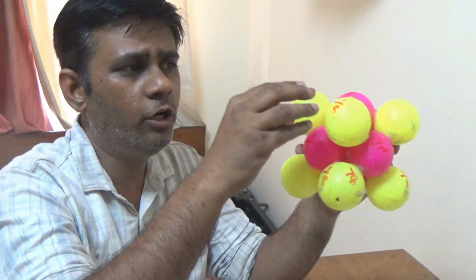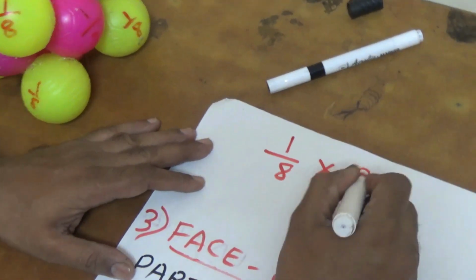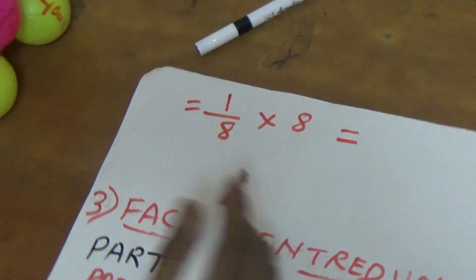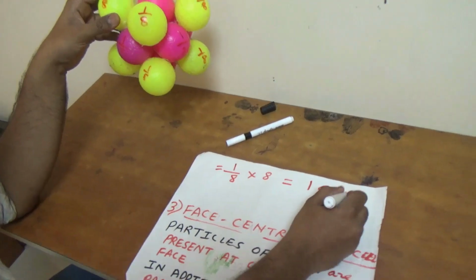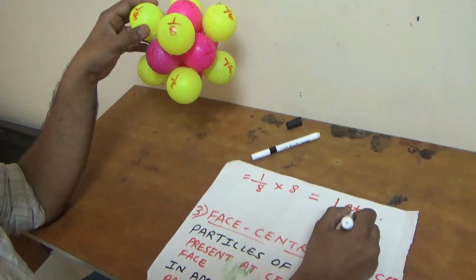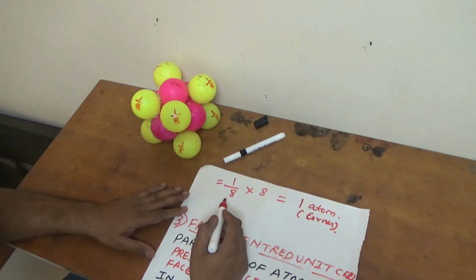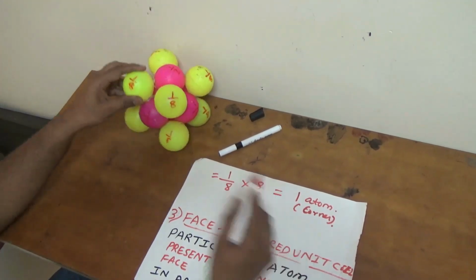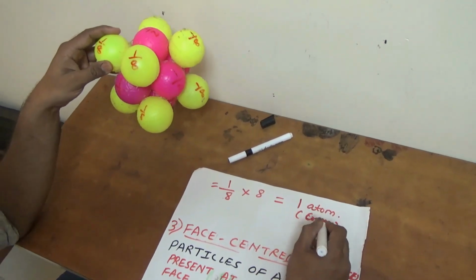As we know, each corner atom contributes 1/8. Here I have written it, see, 1/8. So there are 8 corners. So 1/8 into 8 is equal to 1 atom, which is contributed by the corners. So the number of atoms contributed by the corners is equal to 1 atom.